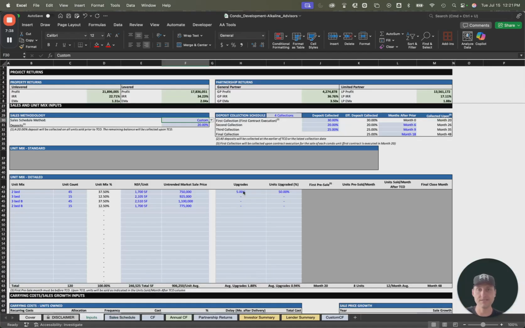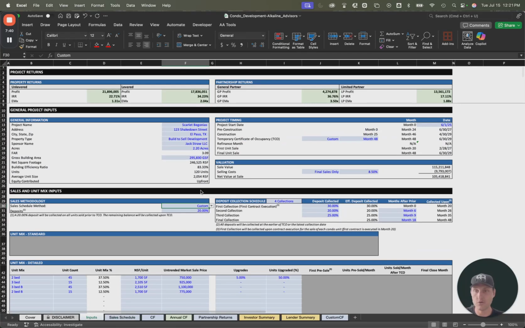If we go back to the input section, the other piece of the sales and unit mix inputs that I haven't mentioned yet is the deposit collection schedule. So with the deposit collection schedule, what we've done here is we've given the user of the model the option to choose when they're collecting the deposits and what that looks like. So for instance, if we can say deposits, we're able to collect 20% of deposits and we're custom or detailed, what happens here is we can choose what the deposits look like.